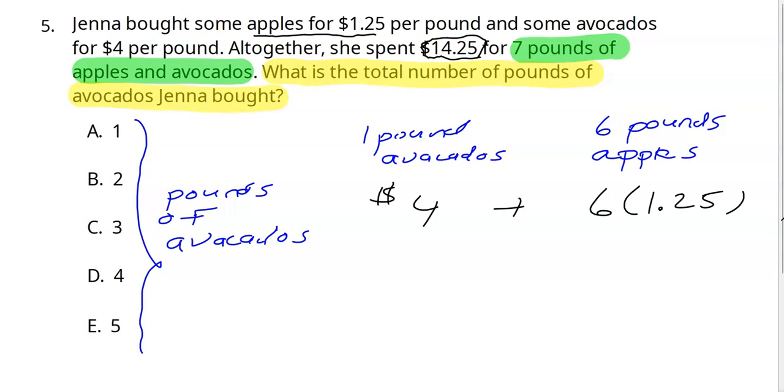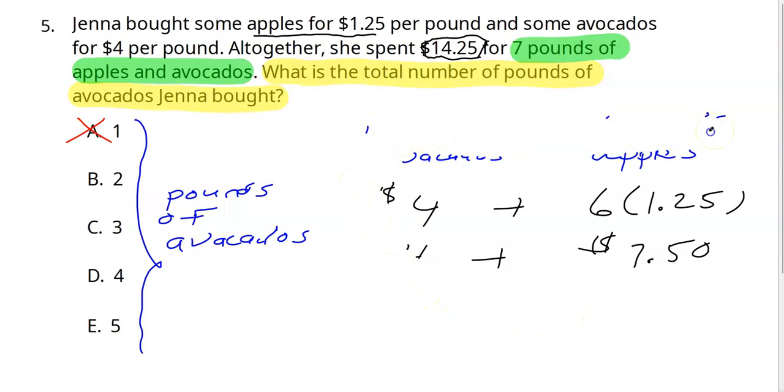So what's 6 times 1.25? Well, that would be 7.50. You can do that on the calculator. And this would be 4. 4 plus 7.50, does that give us the total of 14.25? No, that gives us 11.50. So this doesn't work. A is gone. Just using my answer choices to help me. So let's go through B and see if B works.